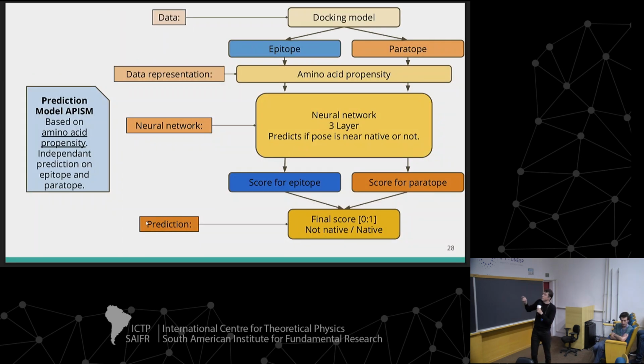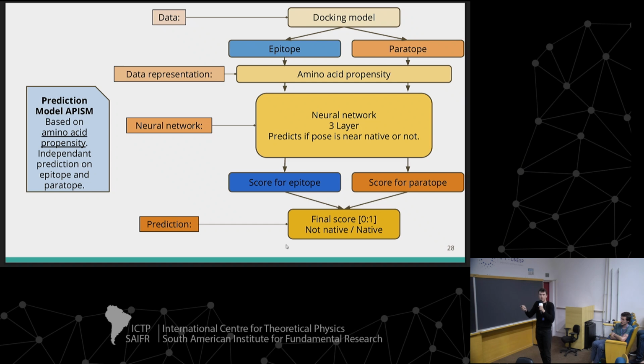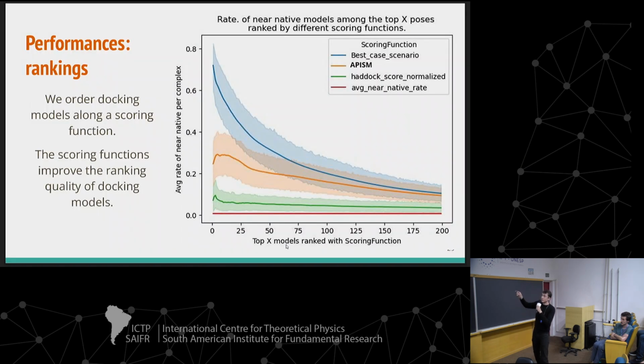Okay, so this is the architecture, the pipeline of our scoring function. And it's not super interesting, it's very basic. We take our docking model, we get our data representation, and we give it to 2 fully connected layers and 1 output layer. It's a sigmoid output layer, and it's really simple. It outputs a score between 0 and 1. For the epitope and the paratope separately, we average the score and we get our final score. Okay, so let's see the results.